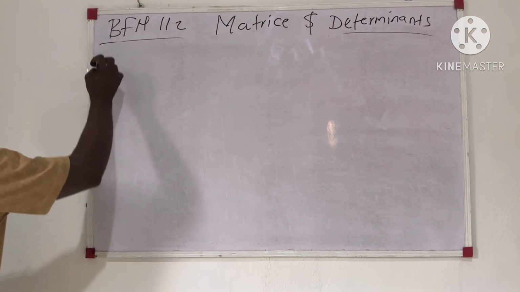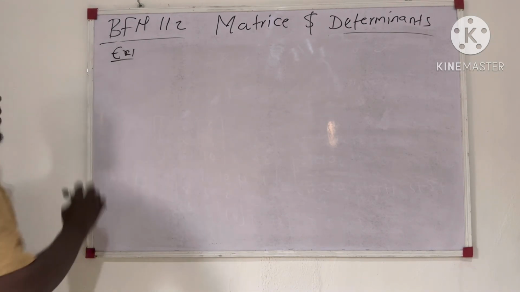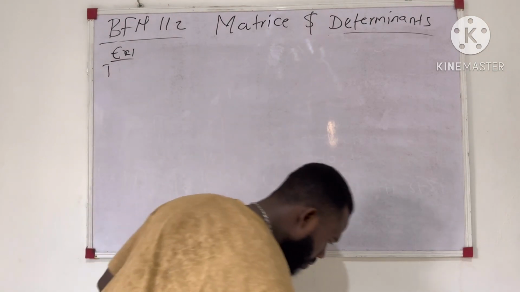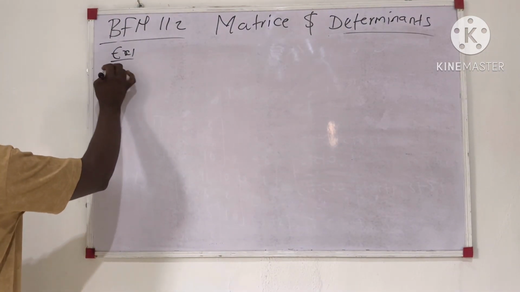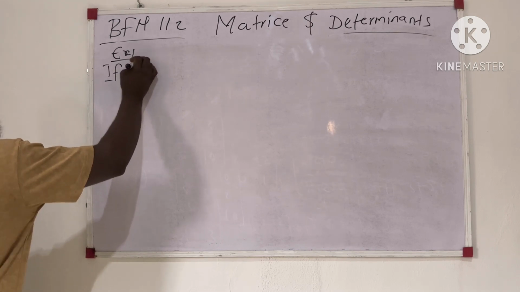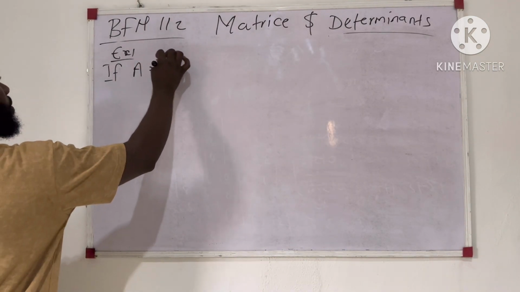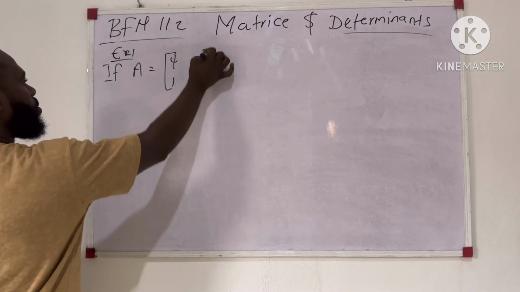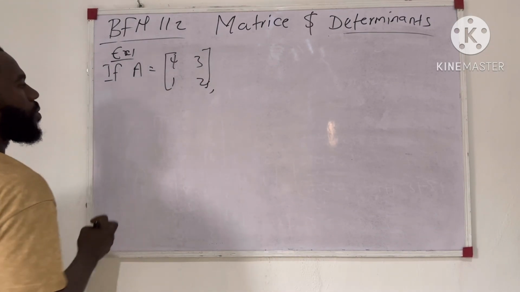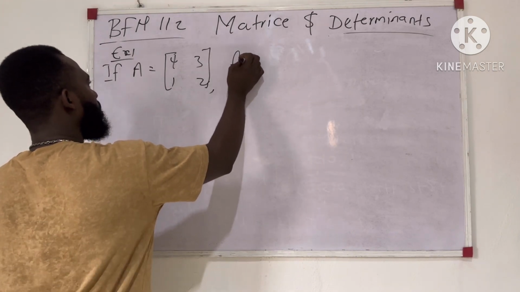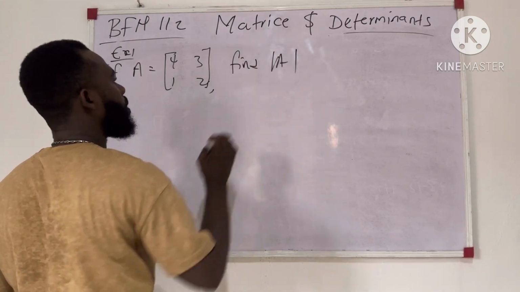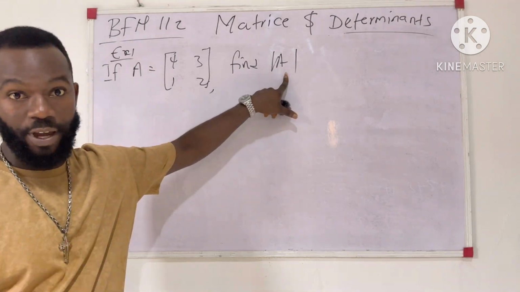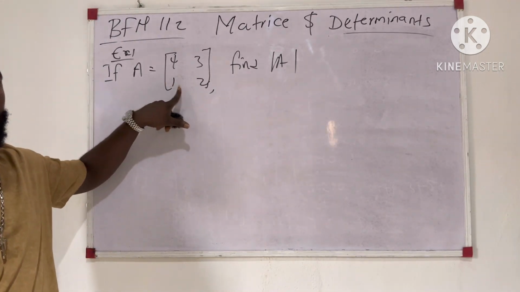Example number 1 for today. It says if A is equal to 4, 3, 1, 2. Find the determinant of A. Don't forget I said this symbol means determinant of A. And this is a 2 by 2 matrix.